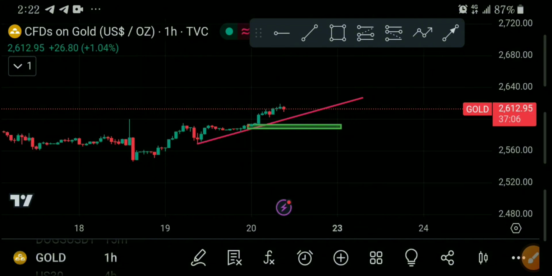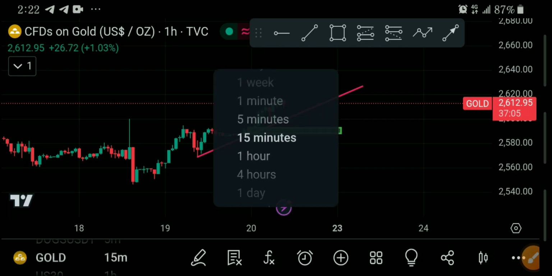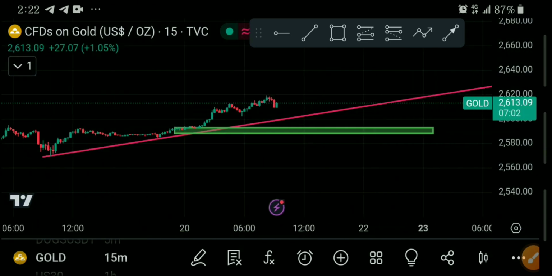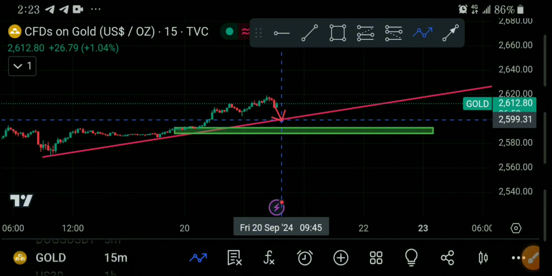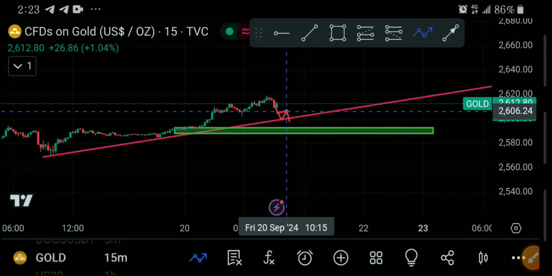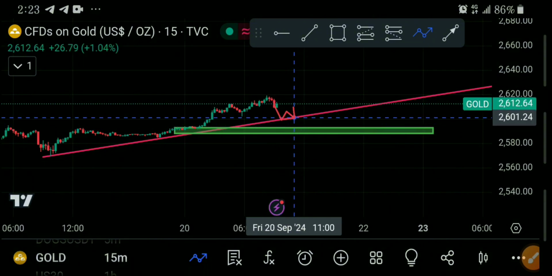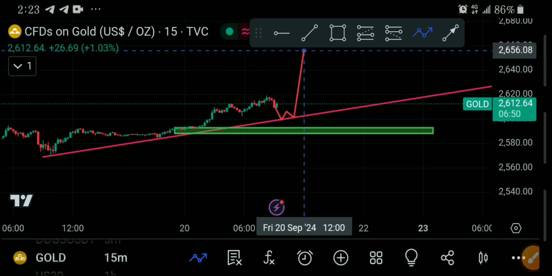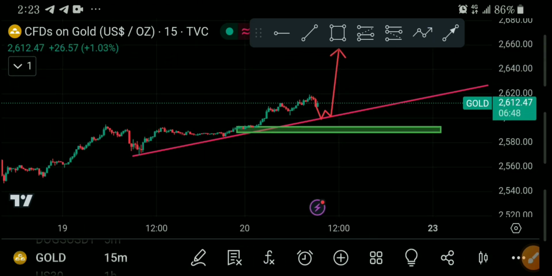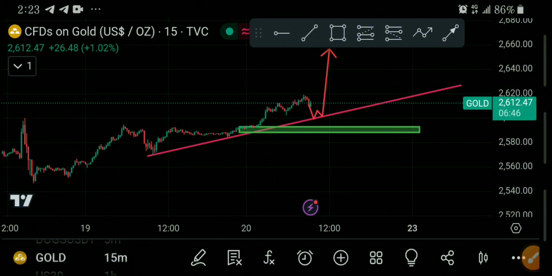So now the next thing is we should move on to a lower time frame. When we move on to a lower time frame, we wait for the market to come down here, form a double bottom, and when it forms a double bottom, we get our entry for a buy. So guys, that's that for a trend line.